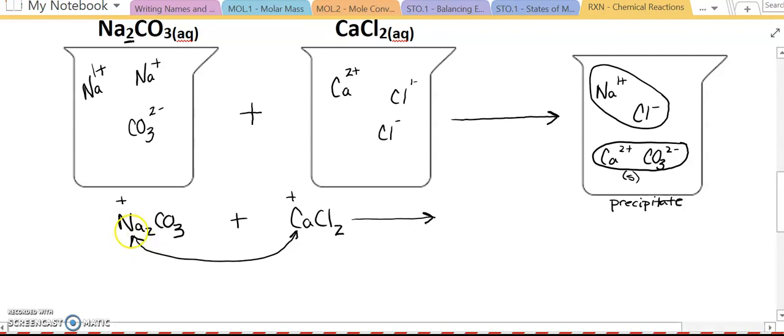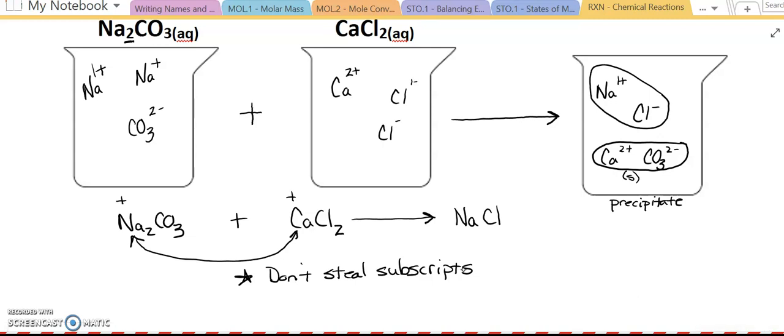I am going to take sodium and put it in front with chlorine. So I have sodium, and sodium is paired with chlorine. Key rule: don't steal subscripts. What do I mean by don't steal subscripts? Well, formulas change because sodium has a different charge than calcium. Sodium and chlorine do not necessarily form in the same ratios.